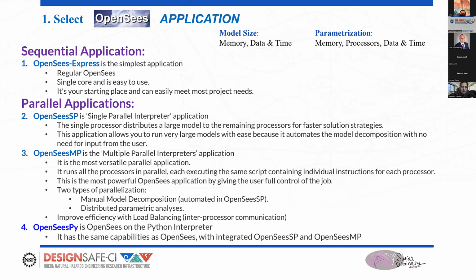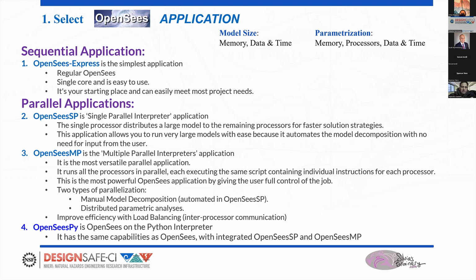design of your model. The parallel applications: OpenSeesSP is the single parallel interpreter application. This is a single processor that distributes the large model to the different processors, okay? So this is called the model decomposition. It does it automatically, internally, and it's very easy to use, okay? But it's one processor that distributes the model. So this is great for large models.